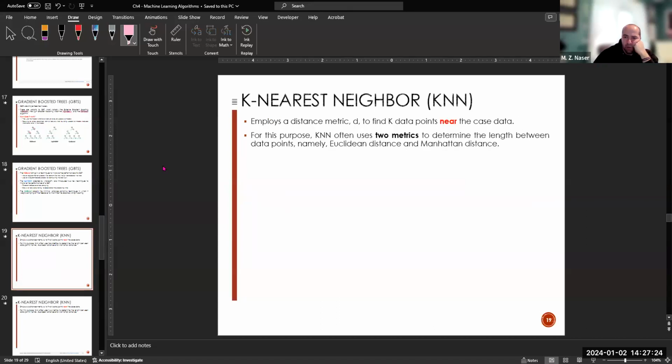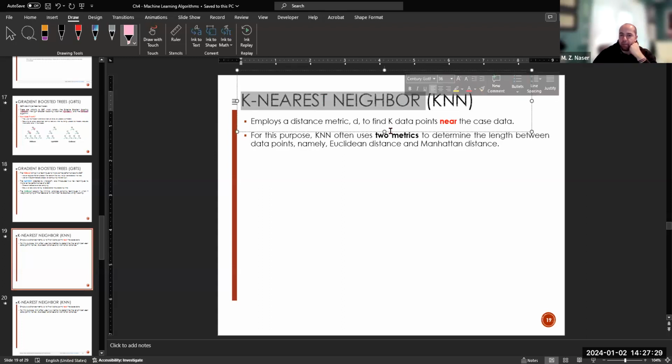Another algorithm is KNN, or K nearest neighbor. So basically, the name gives it up. We're looking for the nearest neighbor for a point to identify it and label it.